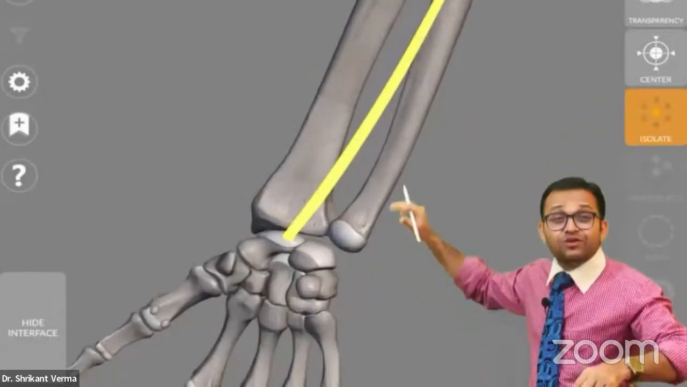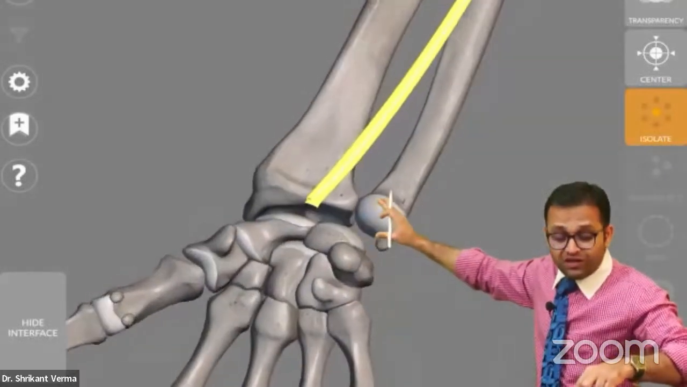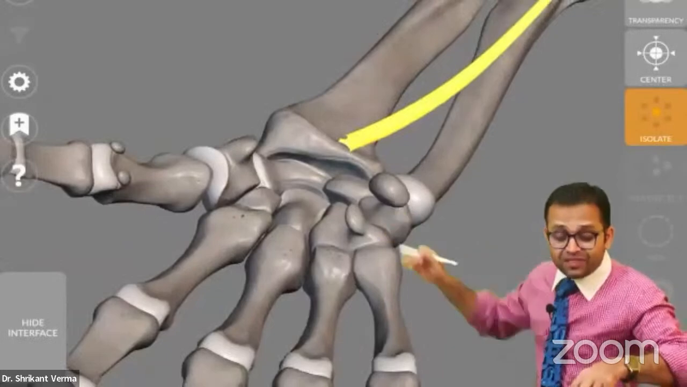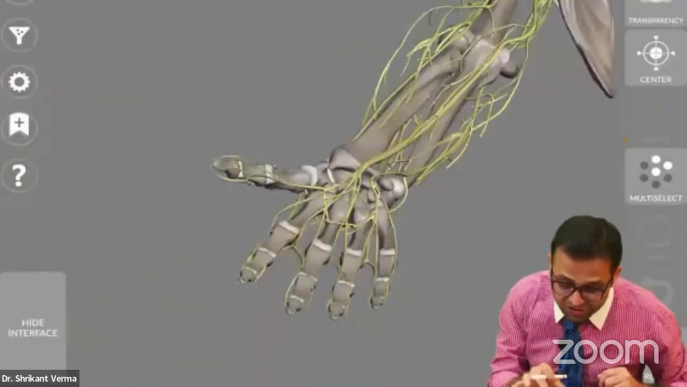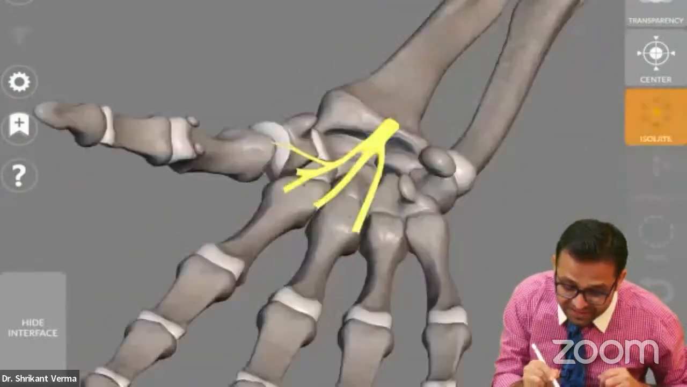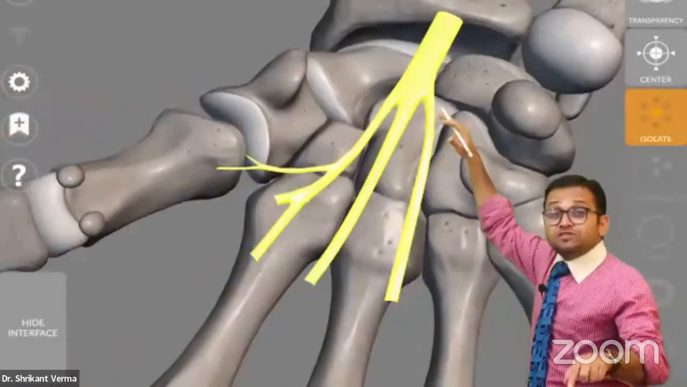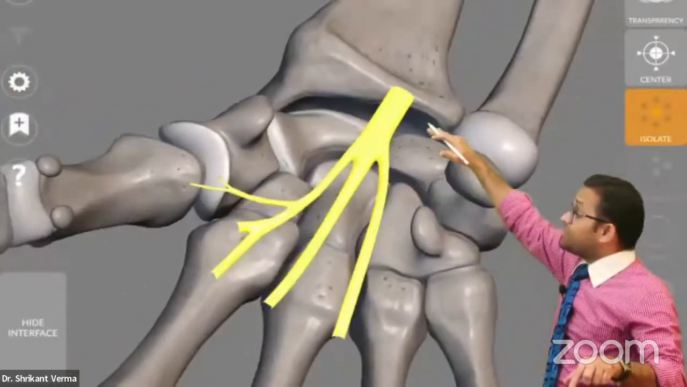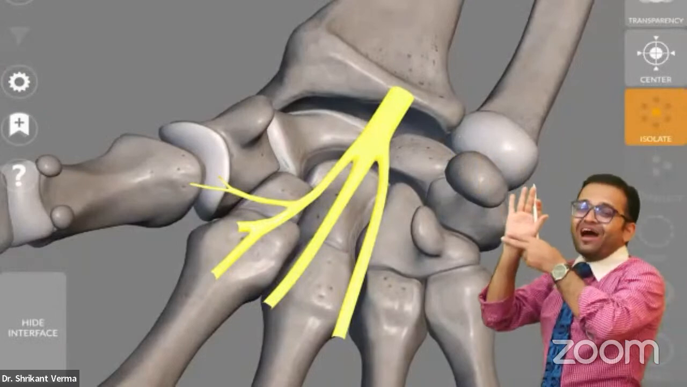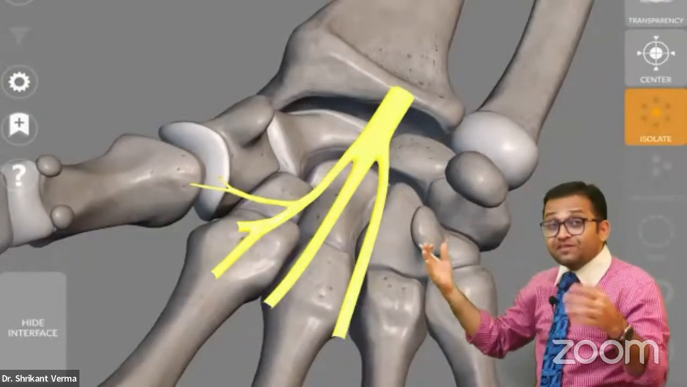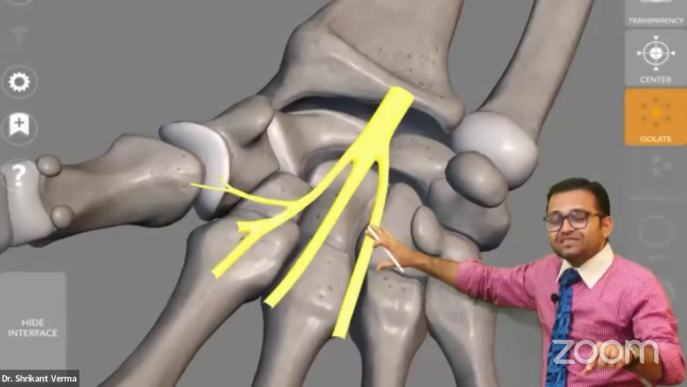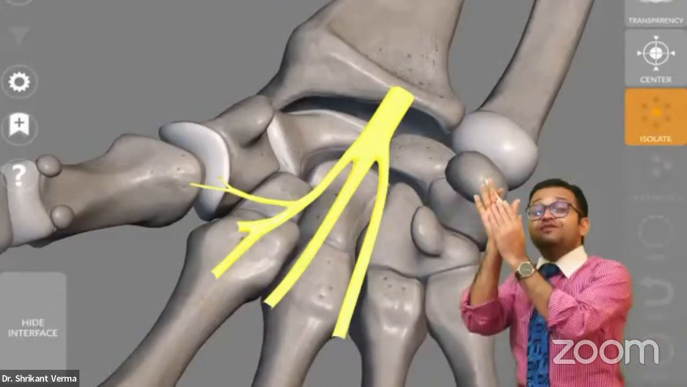Now this median nerve is going towards our hand, and remember it is passing through a very important structure, that is our, yes, flexor retinaculum. So it is passing below the flexor retinaculum where there is our tunnel at the carpal region. So it is passing below the carpal tunnel. It is dividing into the different branches. It will give many muscles of our hand.